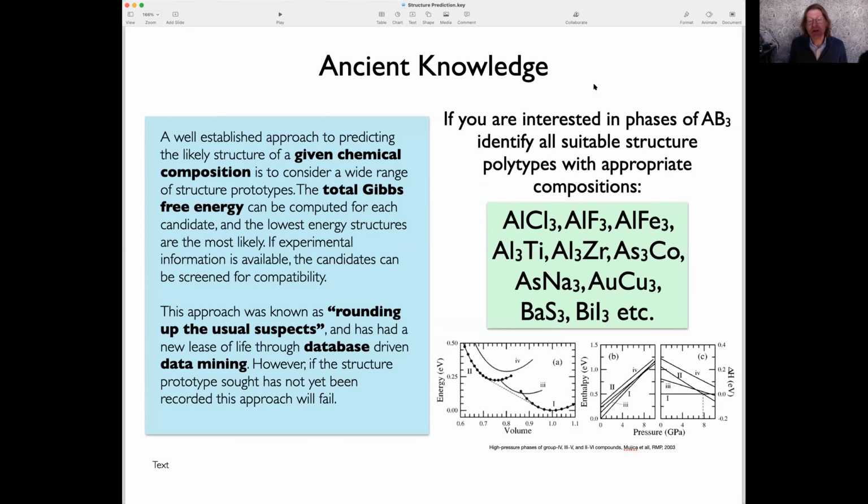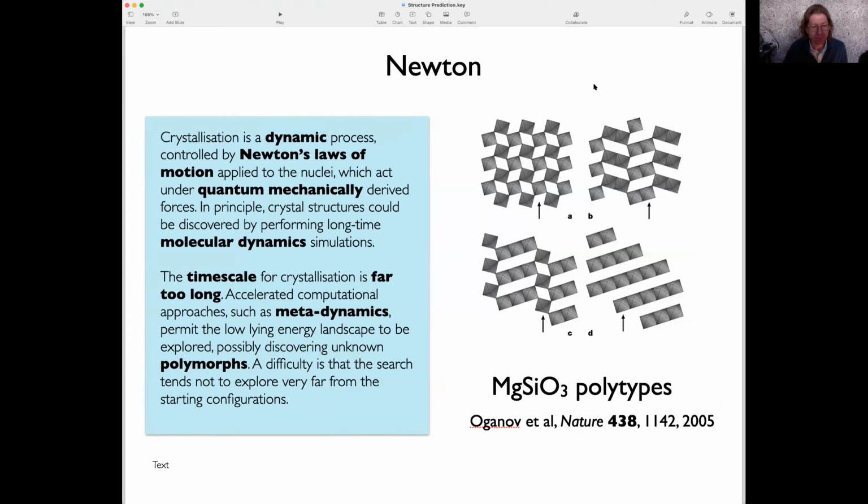The problem with this approach is that it will work brilliantly and be very quick if the structure you're interested in has already been seen before. If the structure type has been seen before, then it will be in the database and you'll be able to pick it out. But if you've come across something that is genuinely new, then it will just fail completely. So a lot of what advances beyond this approach to structure prediction is about trying to find new structures.